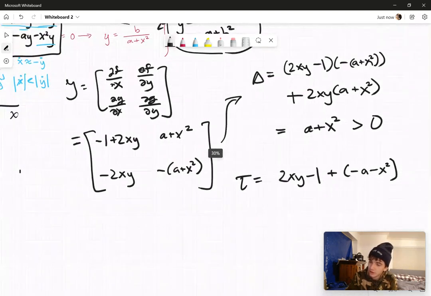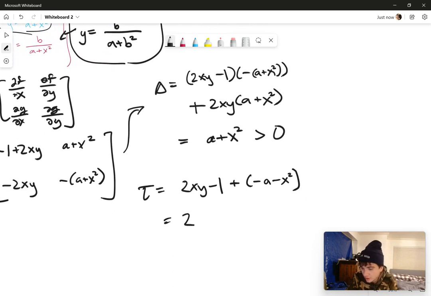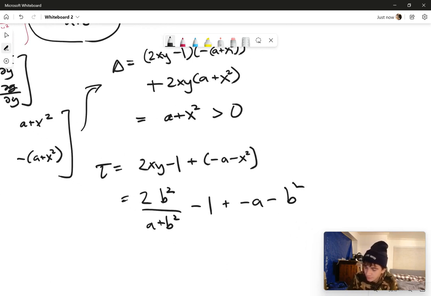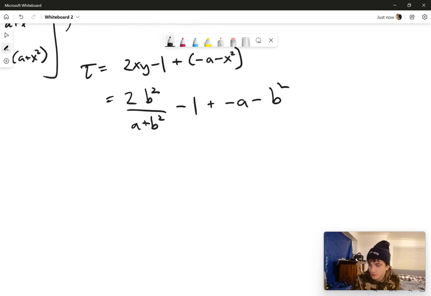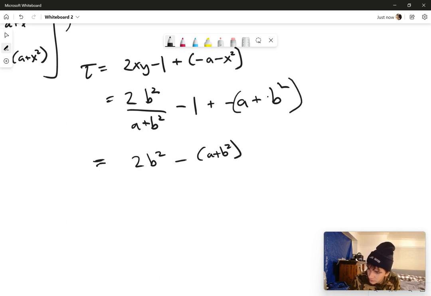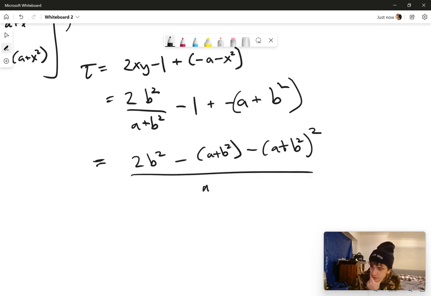All right, and let's go ahead and plug in the fixed point, the values of x and y. So we know that xy is precisely going to be 2b squared over a plus b squared minus 1 plus minus a, and then x squared is going to be b squared, so minus b squared. All right, and so now I'm going to do some algebra here. So let's see. We have 2b squared minus a plus b squared. And then this is a minus a plus b squared. So we're going to have a minus a plus b squared all over a plus b squared.